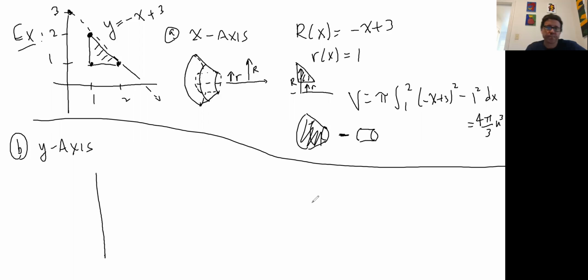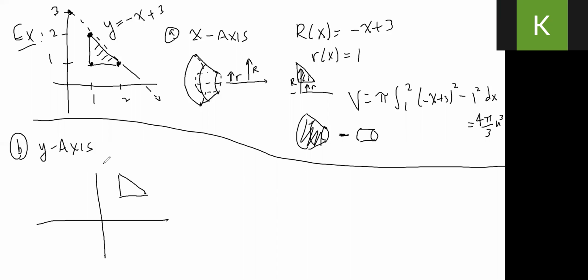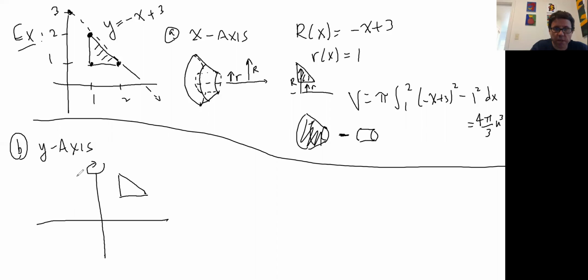All right, for the y-axis, I want to take my object and spin it around the y-axis. So I get sort of a mirror image on this side, and I get little circles.